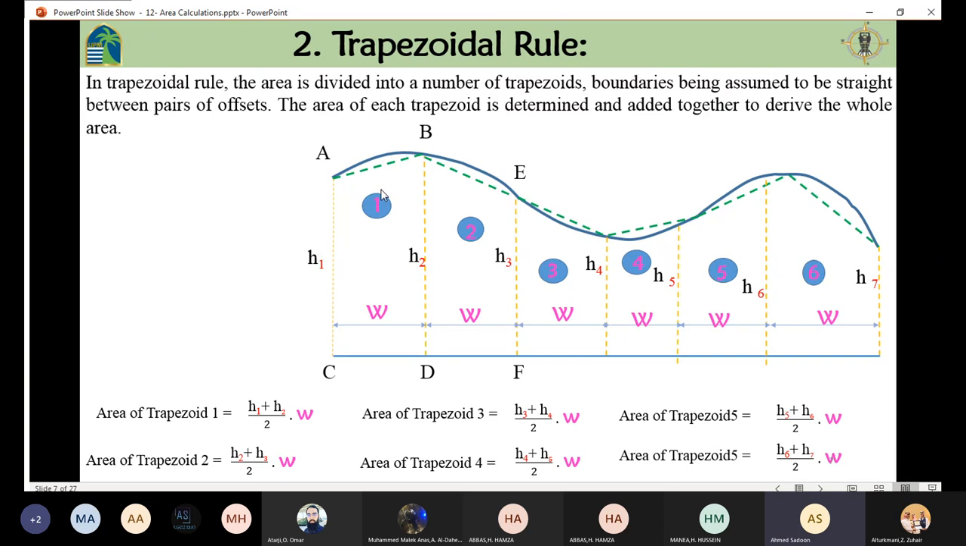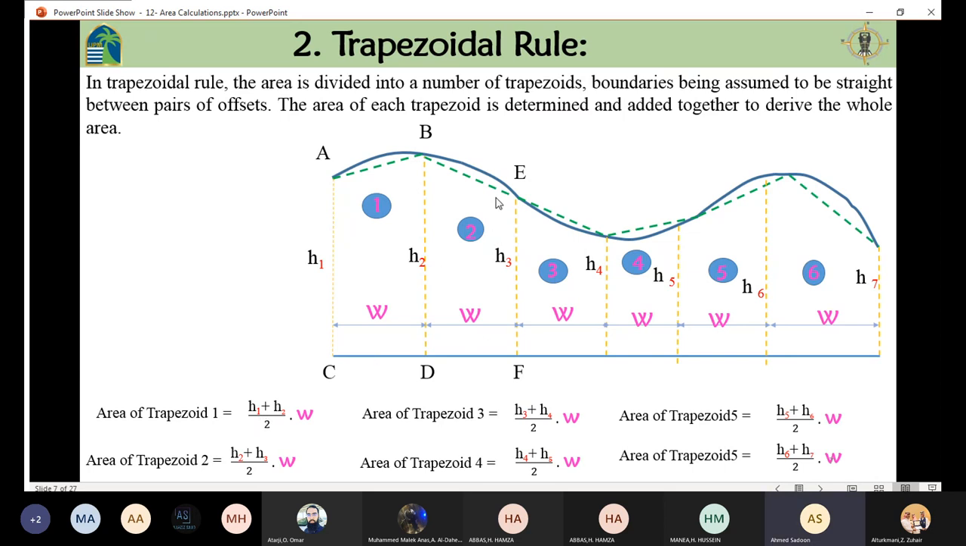So now we are going to determine the area for the first section. For the first section here, the area is going to be H1 plus H2 over 2 times W. W represents the distance between the first offset and the last offset. We usually divide the area into sections of equal width. So this section here has the same width. Also this section has the same width, and so on.